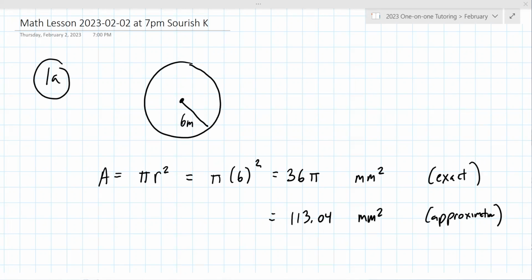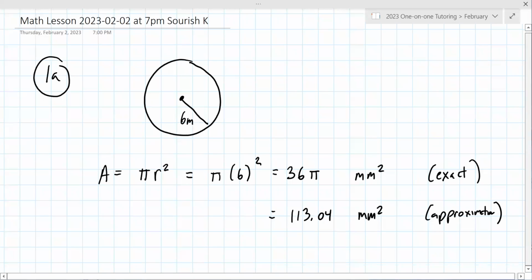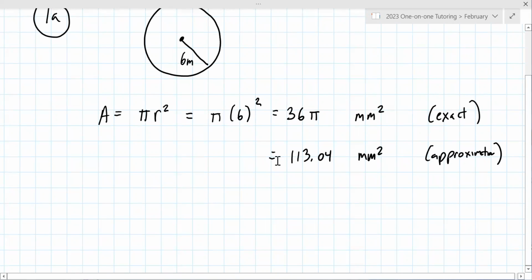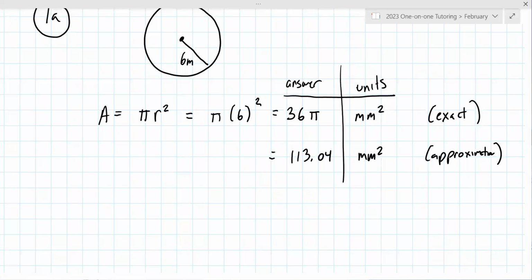Well, that's great. So let's look at part B. Yeah, I got 113.04. Is that not enough? You need to show both the exact and the approximation, and you need the units. So you need the units and you need your answer. You have to have both. Okay. All right.